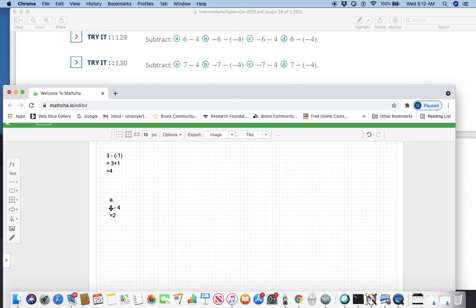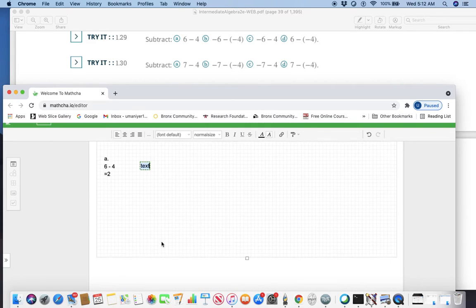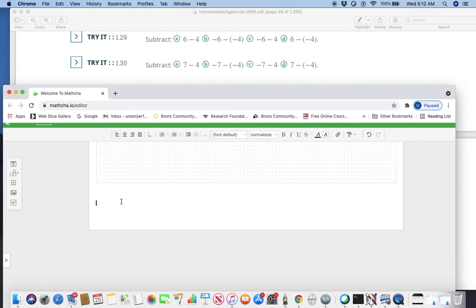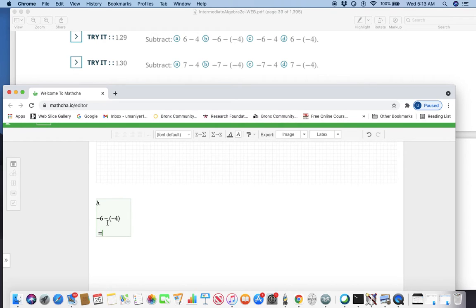All right. This probably is not very readable. Let me make it more readable here. We are no longer drawing circles. So, B part. Negative 6 minus negative 4. What do I do? So by now you notice negative followed by a negative is a positive. So negative 6 plus 4.